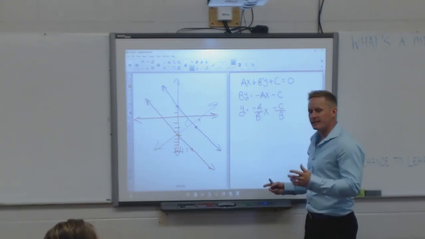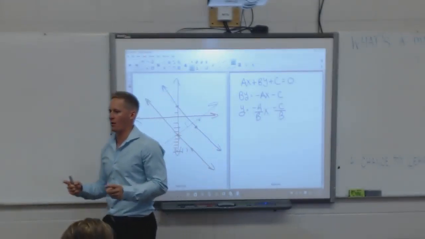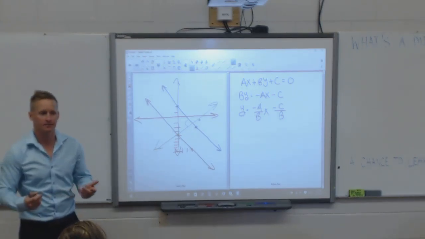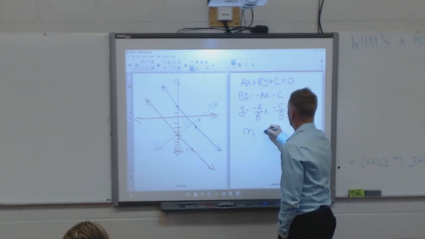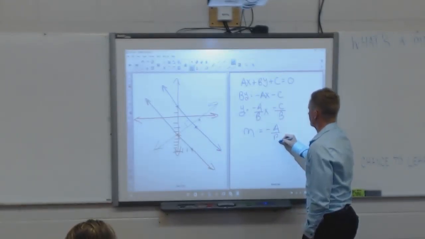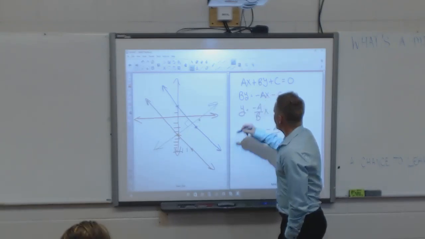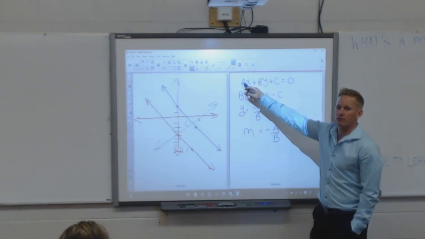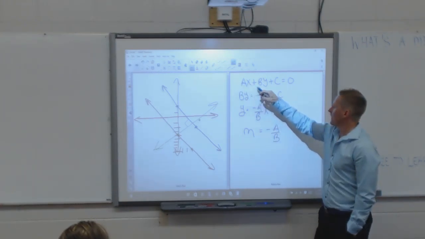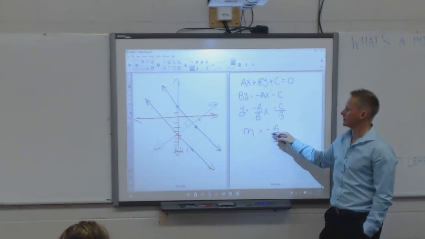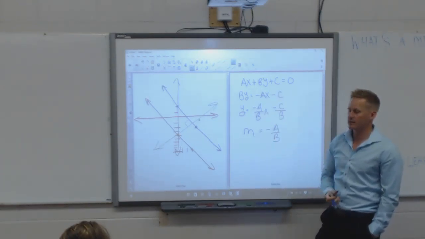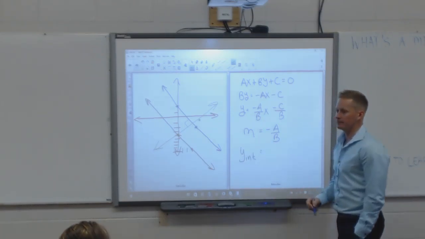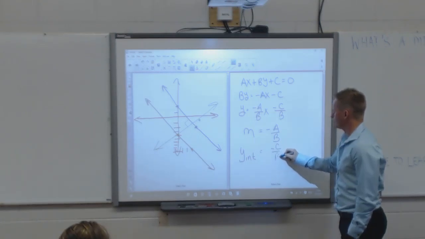All right? Tell me right now, looking at the board, what's the slope? The slope is minus a over b. What that means is that when I have it in this general form, if I take the a value, make it a negative, and divide it by whatever the b value is, I can get the slope without rearranging it. So I'll show you that in a second. What is the y-intercept? It's negative c over b.